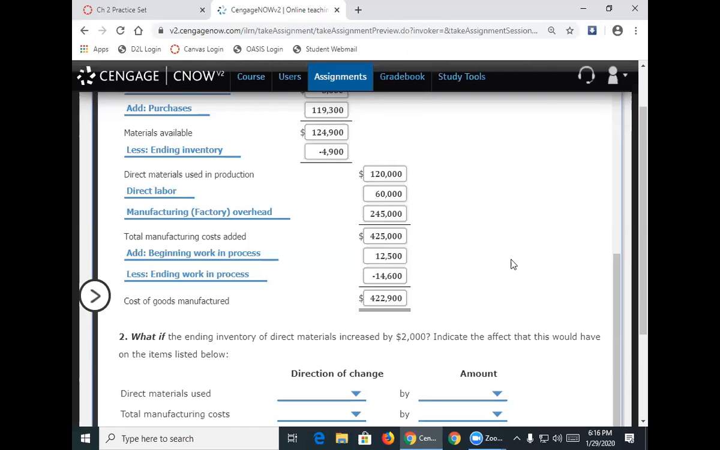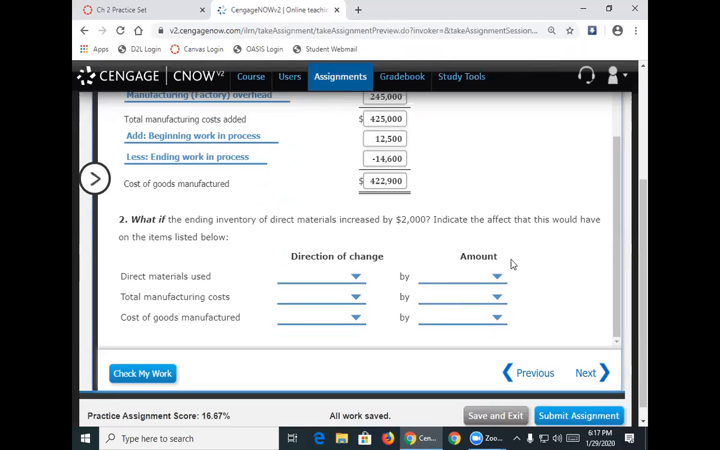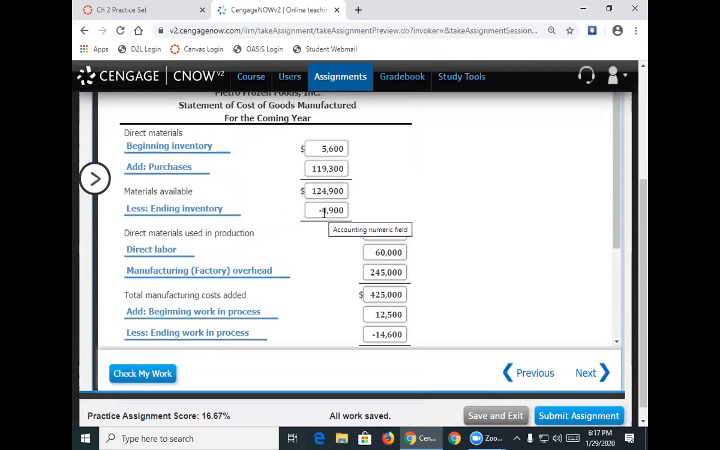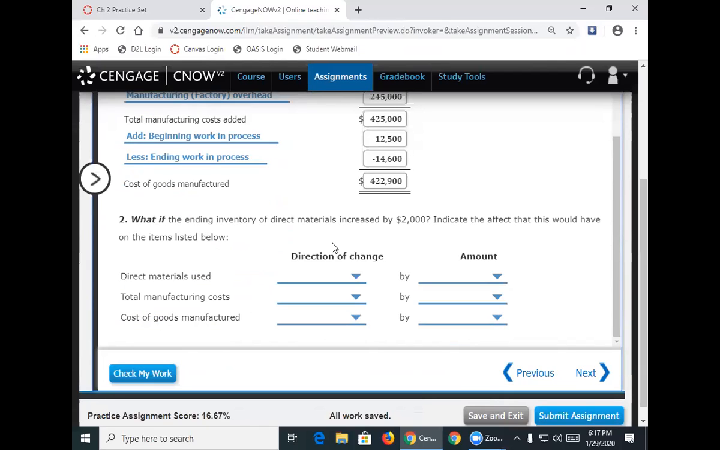So then the second half says, what if the ending inventory of direct materials, so this right here, increased by $2,000? So what if ending inventory, instead of being 4,900, was actually 6,900? Well, that would affect right here, right? This would be a minus 6,900. So what would happen to direct materials used? It would decrease. Very good. By how much? 2,000.